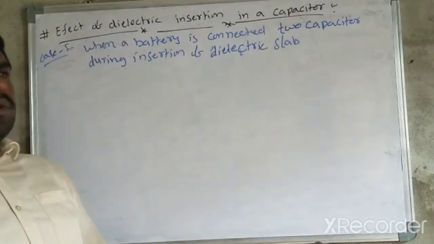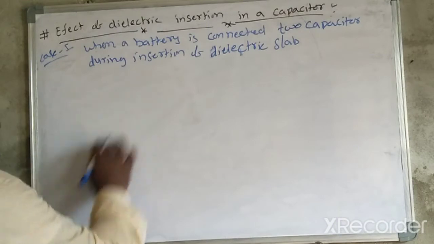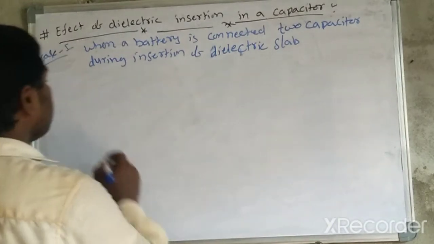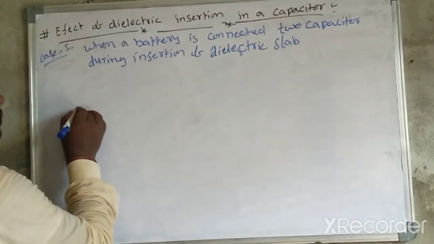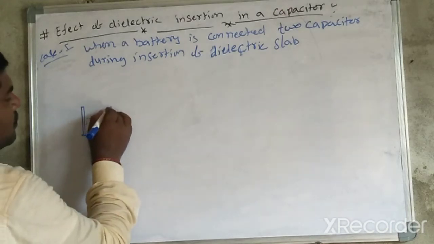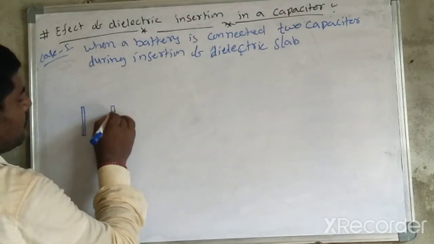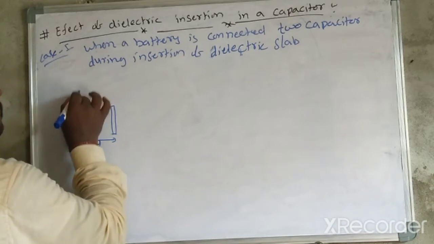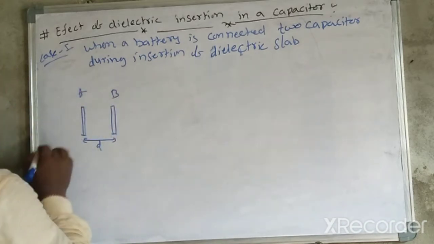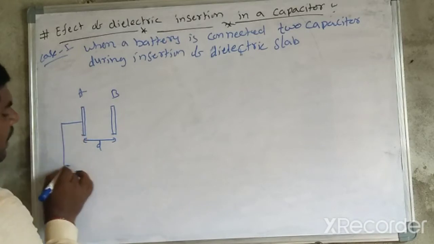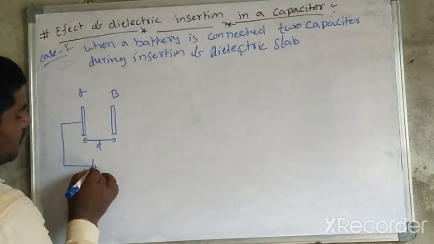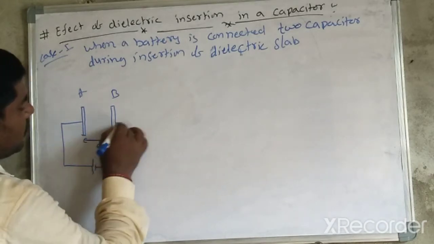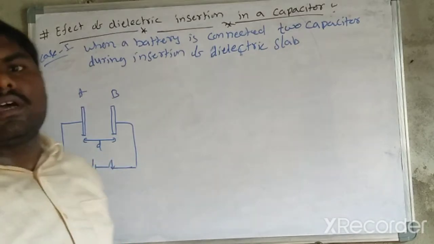Here I am taking two plates, separated by distance d. This is the first plate, this is the second plate, separation distance d. This is the A plate, this is the B plate. One is connected to the battery's positive terminal, and the other through a switch to the battery's negative terminal.